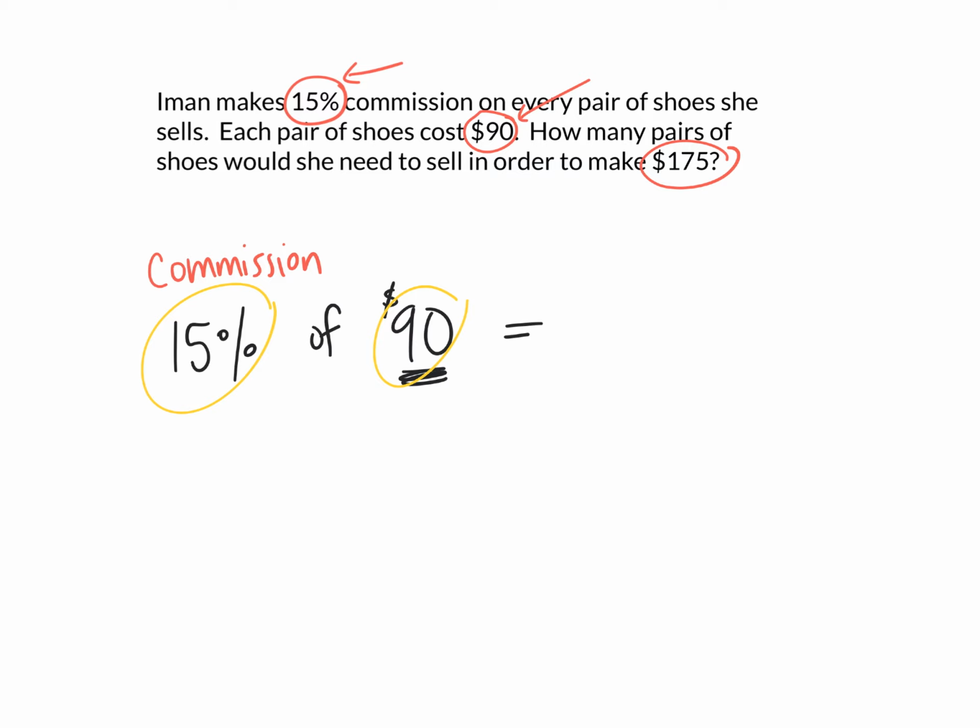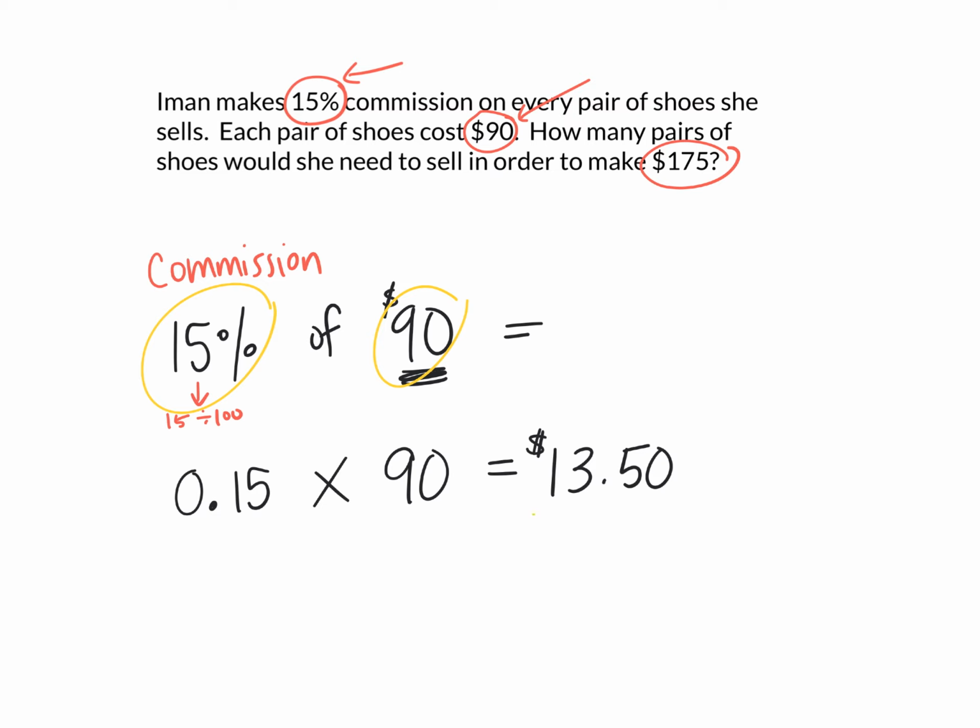Okay, so if you recall, how do we calculate percent of a number? Well, we need to turn this percent into a decimal. So we're going to do 15 divided by 100 because percent's always out of 100. So that turns it into 0.15, and we're going to multiply it by 90. When we calculate that, we get an answer of 13.5. Okay, so this means that she is making $13.50 commission every time she sells a pair of shoes. She is going to collect $13.50 on her paycheck. That's a lot of money.